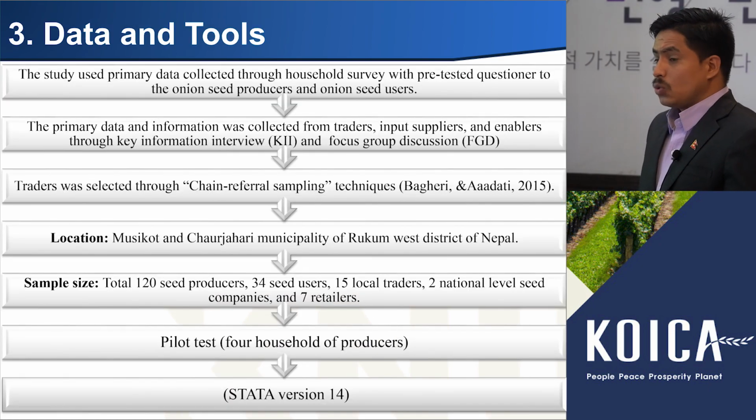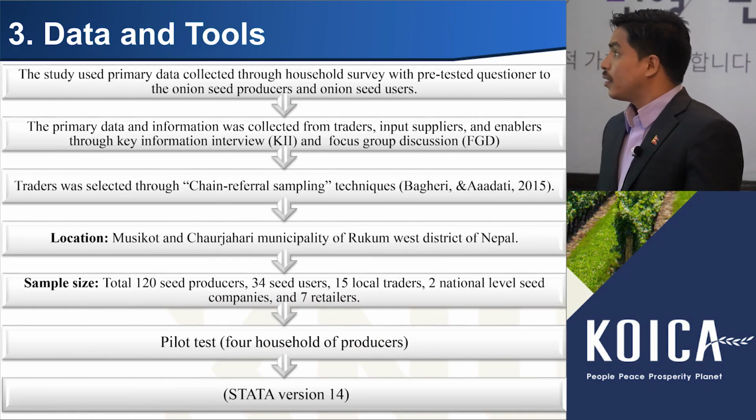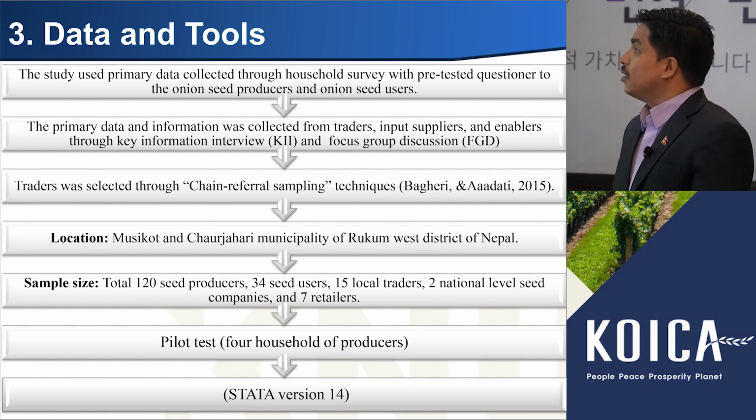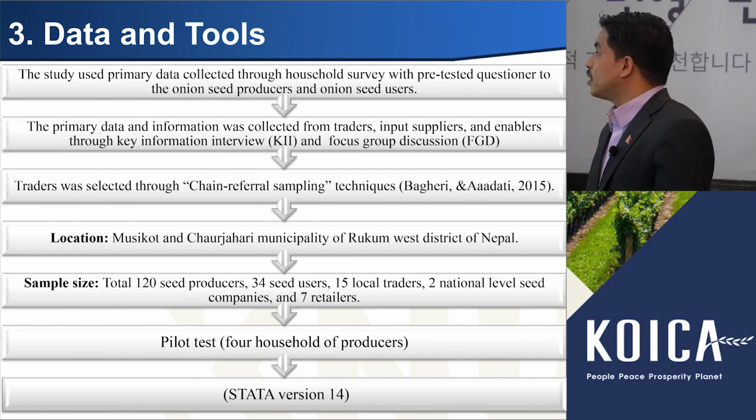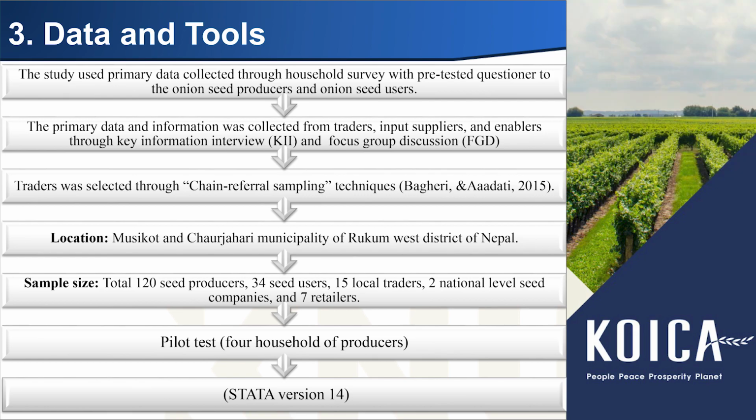This is data and tools. So how did I collect data? For the study, I used primary data collected through a household survey with a pre-tested questionnaire with onion seed producers and onion seed users. Primary data and information were collected from traders, input suppliers and enablers through key informant interviews and FGD. The traders were selected through chain referral sampling techniques.